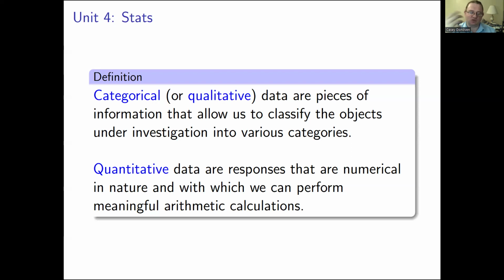Categorical data is what's going to separate things into different categories. So for instance, if I was describing someone, I might describe their eye color. And this is going to be a categorical piece of information. We can separate people into different categories. We could talk about the color of a car. This is going to separate cars into different kinds of categories.